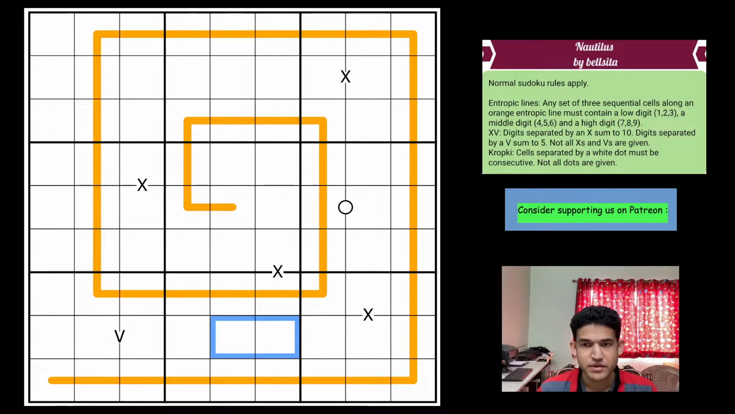Kropki, cells separated by a white dot must be consecutive. Not all dots are given. So you can see that there is only one white dot here. So these 2 cells must be consecutive, and you can also have digits which are consecutive here. For example, 5 could be here and 6 could be here. There is no white dot between them. This is perfectly fine. So these are the rules.